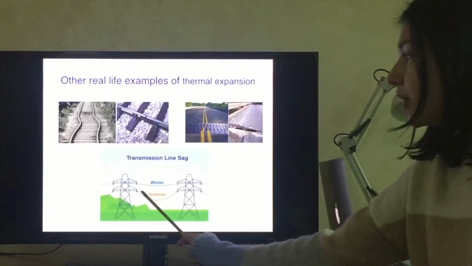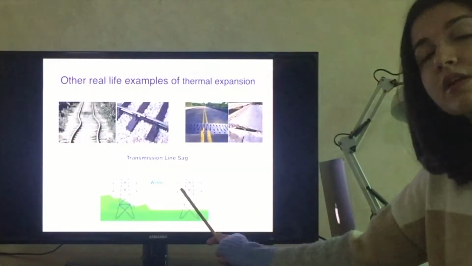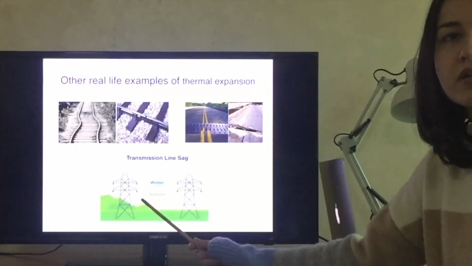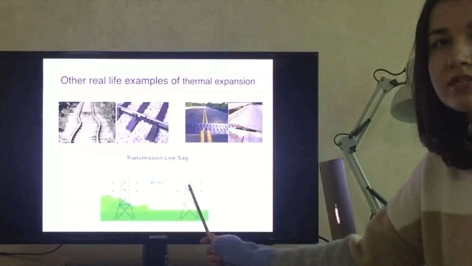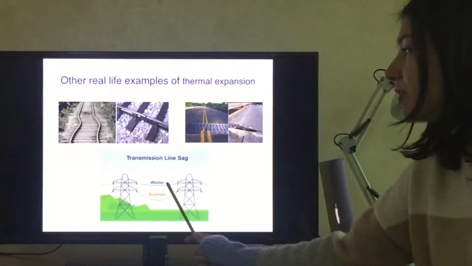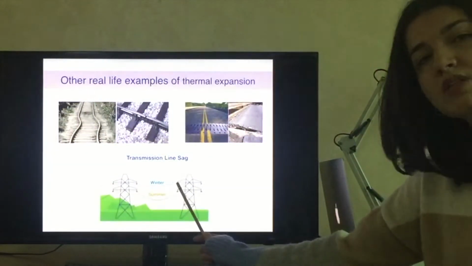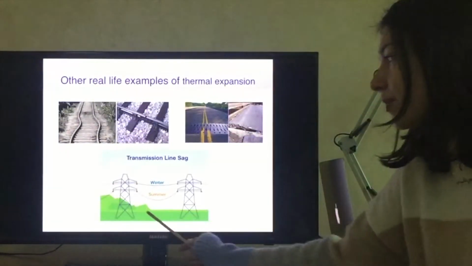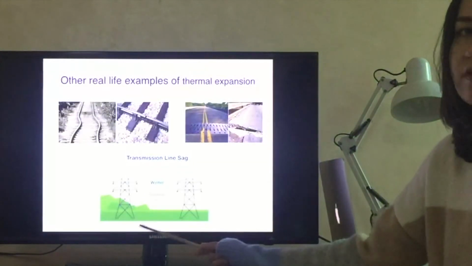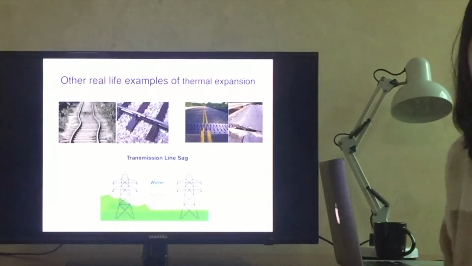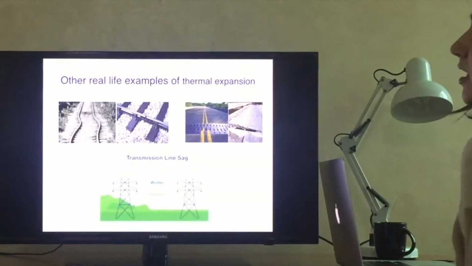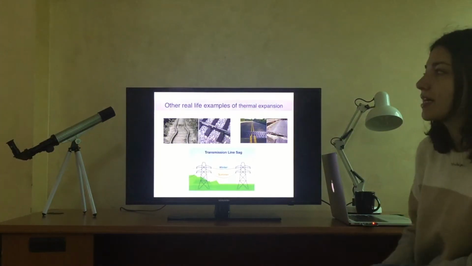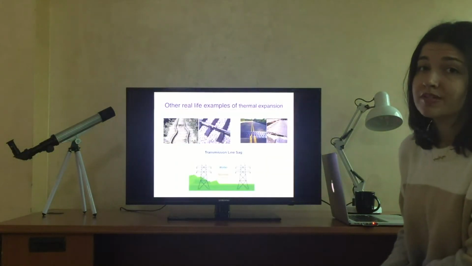If you build it in the summer and you make it really tight, in the winter it's going to become shorter and it might cut the electricity. Same with winter. If you make it sag a lot in winter, it's going to sag even more in the summer, and it might reach the ground, and it might not be safe for people to walk around there. It might be more risky, so it might increase the risk. So you have to take that into consideration when designing certain things that depend on thermal expansion.